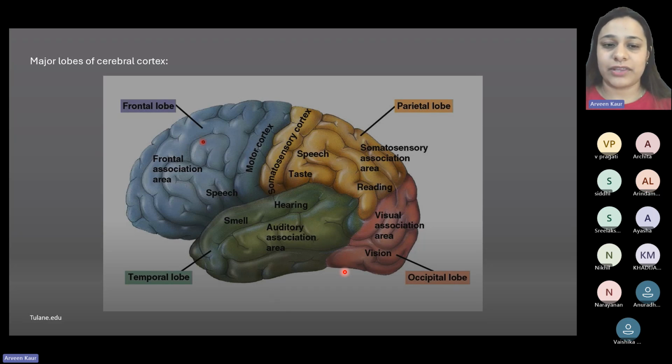So these are the major functions that they have been associated with, which does not mean that no other brain region will perform these functions. And it also does not mean that these particular brain regions are not going to perform any other function, right?